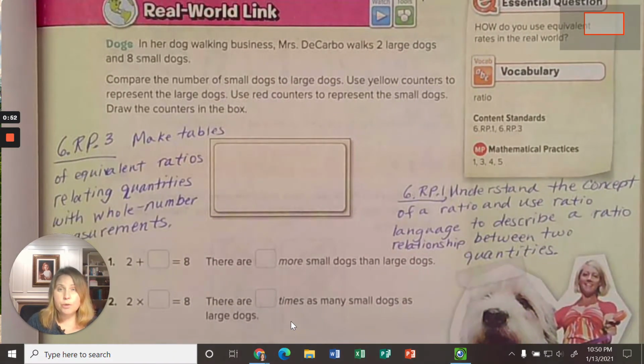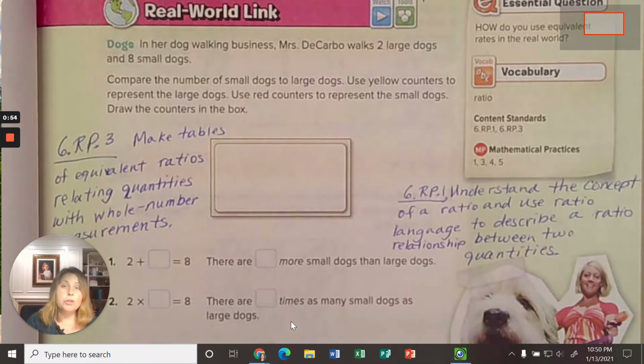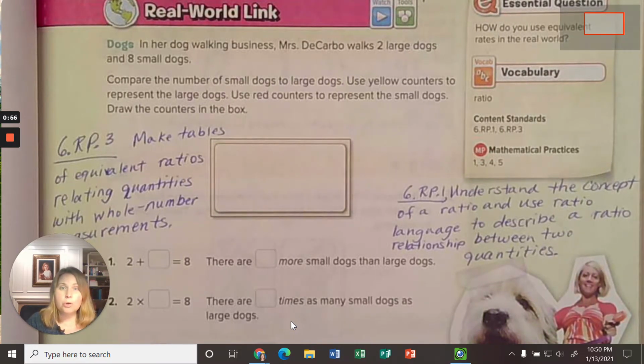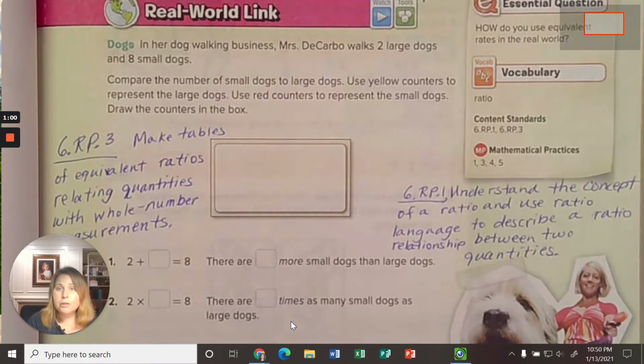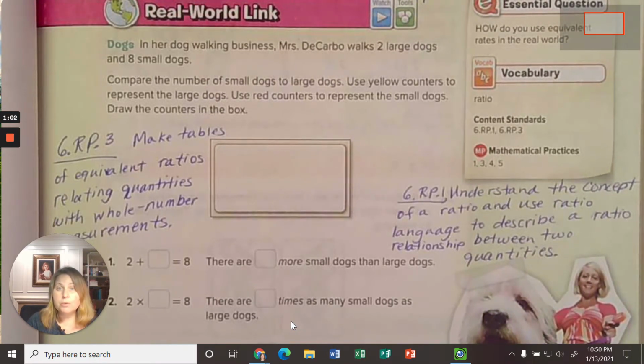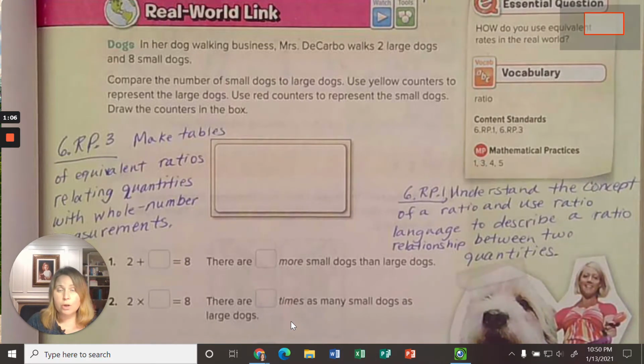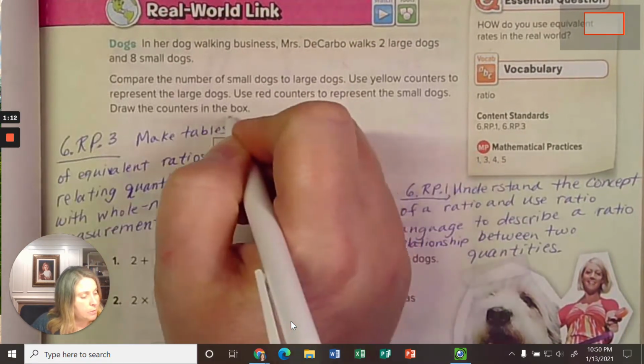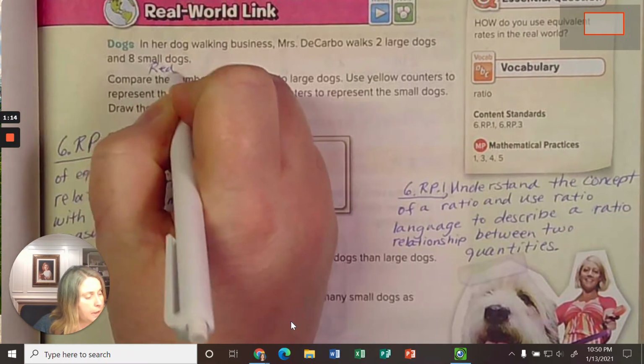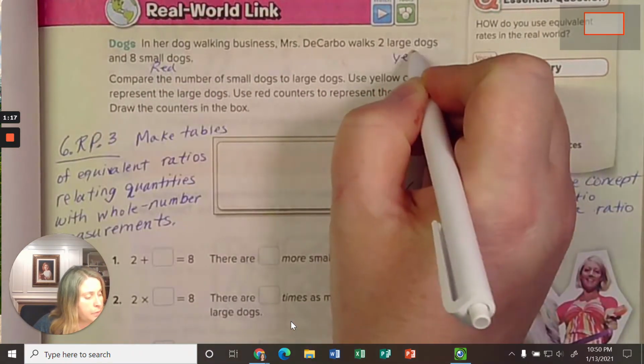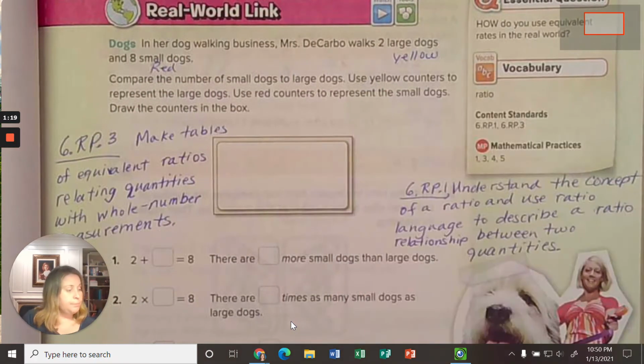So we will start off with a real-world link. In her dog walking business, Mrs. DeCarbo walks 2 large dogs and 8 small dogs. Compare the number of small dogs to large dogs. Use yellow counters to represent the large dogs. Use red counters to represent the small dogs. So red for the small dogs and yellow counters for the large dogs.